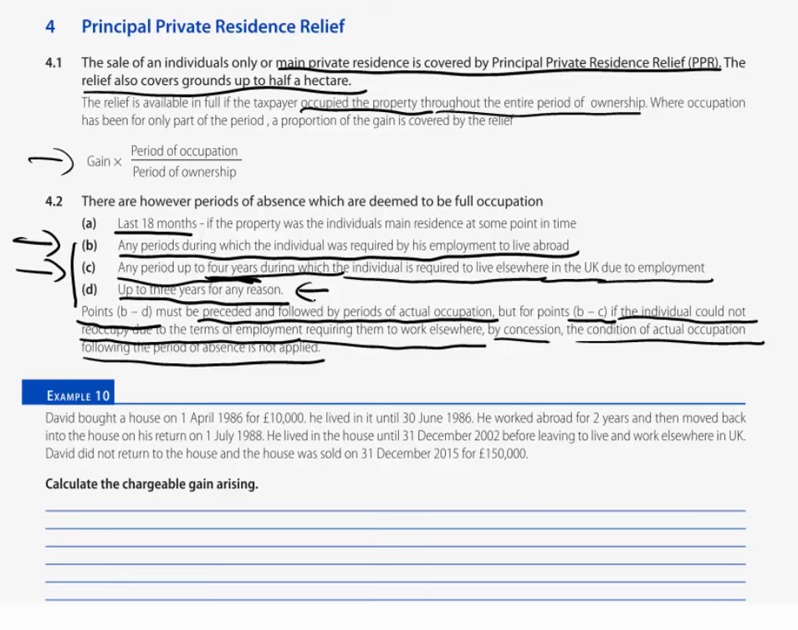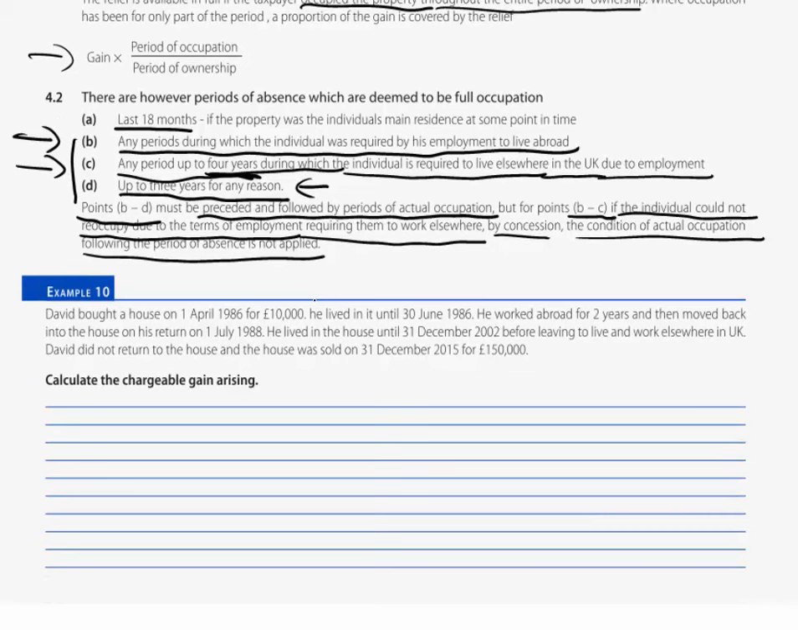Okay, we've now got our example 10 to illustrate. Calculate the gain arising. David bought a house on 1st of April 86 for a princely sum of £10,000. He lived in it until the 30th of June 86. So now what we start to get is the history of occupation or otherwise of that property. That is then the analysis that we'll have to do, and we'll show you how to perform that analysis in a moment's time. He worked abroad, so overseas, for 2 years, and then moved back into the house on his return on the 1st of July 88.